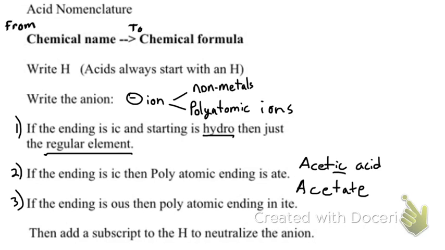Next, if the ending is us, then the polyatomic ion ending name is ite. An example of this would be if you had nitrous acid. Because the ending is us, the ending of your polyatomic ion must be ite, so this was the nitrite ion.